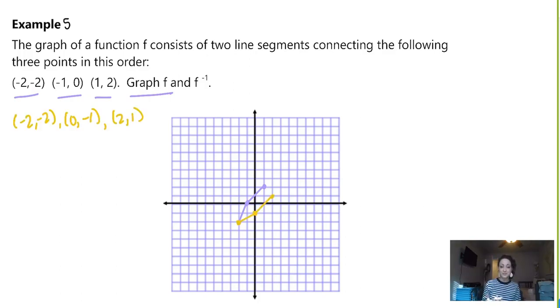So here's what we should get for the inverse function. Again, notice, if we do it right, that the original and the inverse should be reflections about the line y equals x, again, as we're switching those x's and y's.